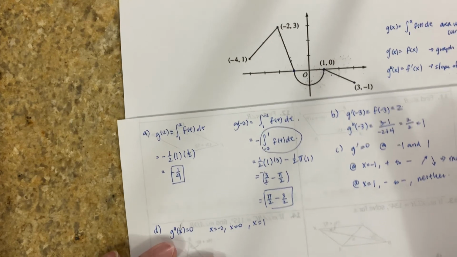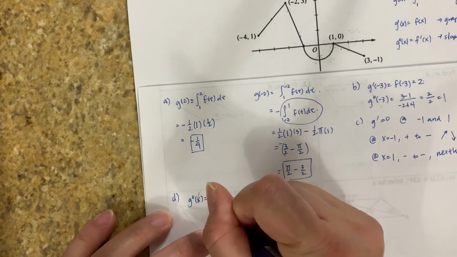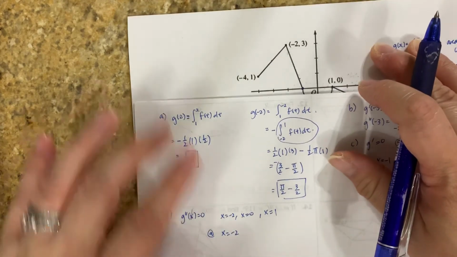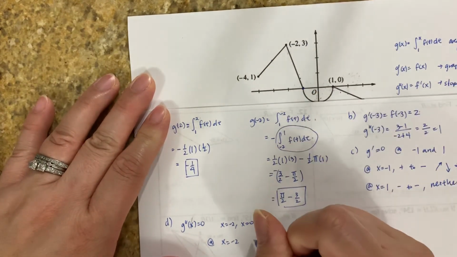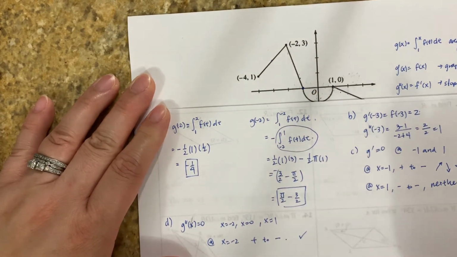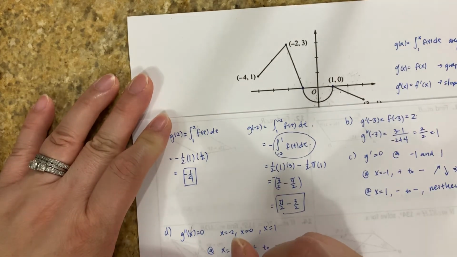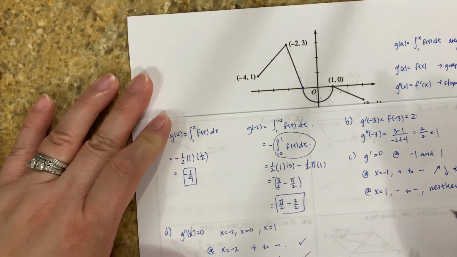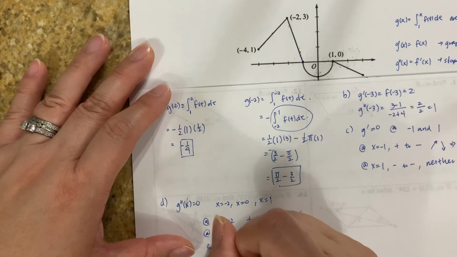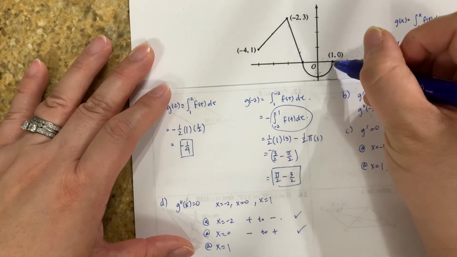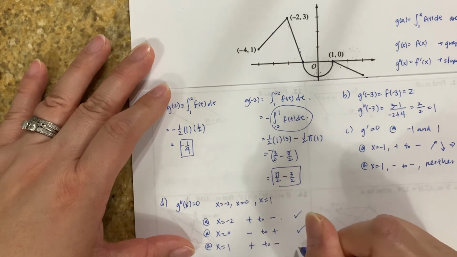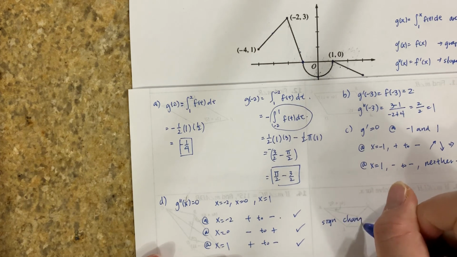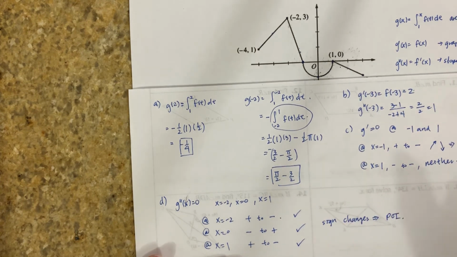So are these truly points of inflection? Well, let's see. At x equals -2, the slope of the graph went from increasing to decreasing, so from positive to negative. So yes, this is a point of inflection. Here at 0, the slope went from decreasing to increasing. So yes, this is a point of inflection. And at x equals 1, my slope went from increasing to decreasing. So yes, this is a point of inflection. So sign changes. These are all points of inflection. Okay, that's it.